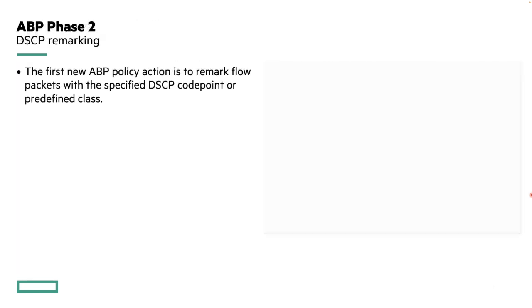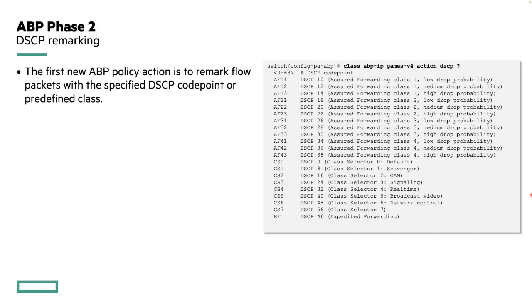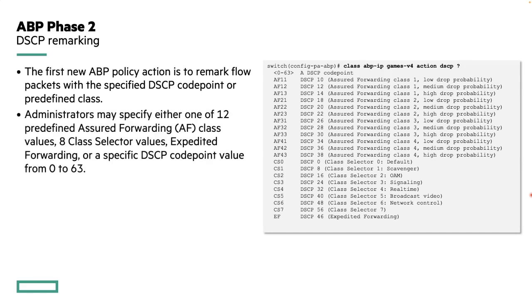So the first new feature is the ability to remark flow packets with a specified DSCP code point or a predefined class. We have 12 predefined assured forwarding class values: class 1, class 2, class 3, and class 4, with low, medium, and high drop probability per class. We also have 8 class selector values from 0 to 7, or you can specify a particular DSCP code point value from 0 to 63 if none of the predefined options are implemented or desired for your particular setup.